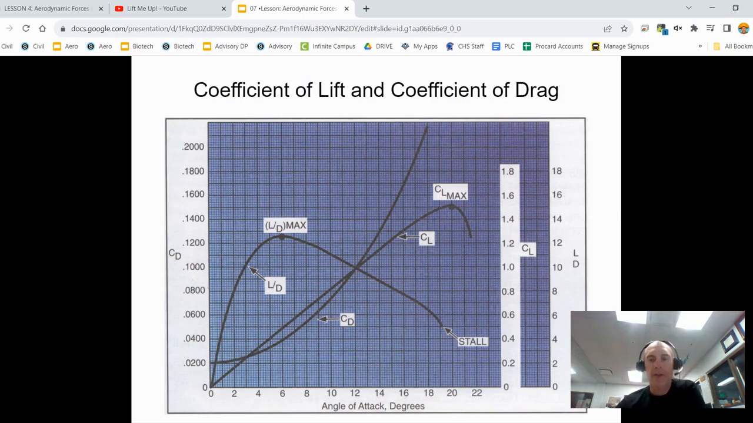Just take a look. So let's take a look at this graph, which is coefficient of lift and coefficient of drag, all on the left-hand side. It says CD, but it's actually CD and CL. They use the same sort of scale. And then we have angle of attack on the bottom. Let's first try to make some sense of this.